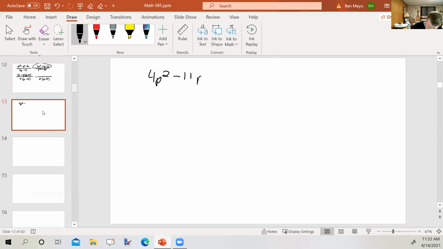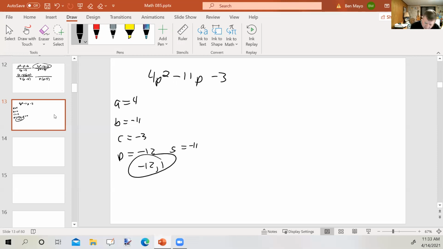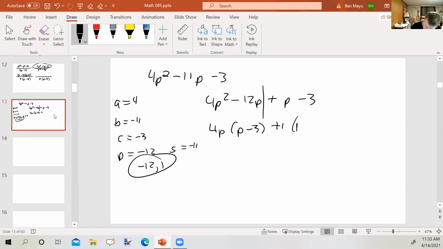4p squared minus 11p minus 3. Do you want me to use grouping or trial and check? Grouping. Okay. A is 4, B is negative 11, C is negative 3. The product is negative 12 and the sum is negative 11. So how about negative 12 and 1? So 4p squared minus 12p plus 1p minus 3, factor by grouping. 4p times p minus 3, plus 1 times p minus 3. So p minus 3 times 4p plus 1.